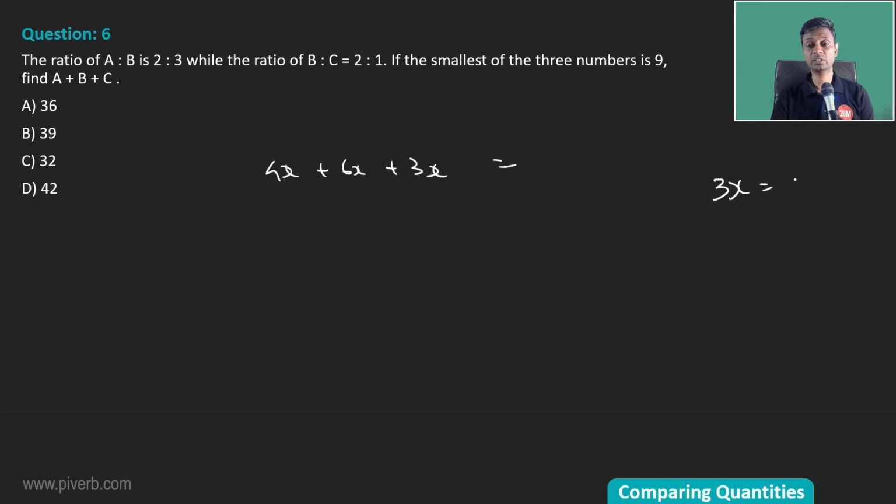We know 3x is equal to 9, or x is 3. 4 plus 6 is 10, 10 plus 3 is 13. We need to find 13x. We know x is 3, so 13 times 3 is 39. A plus B plus C is 39. This is what we are looking for.